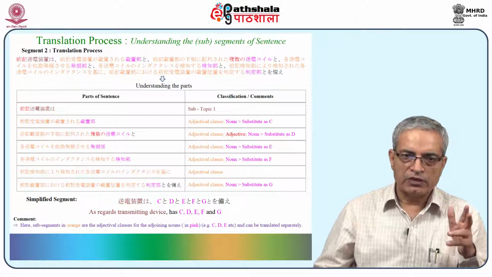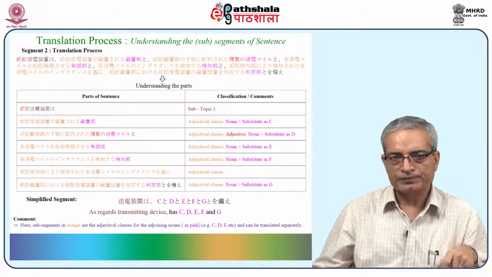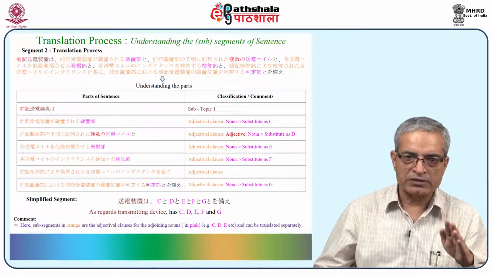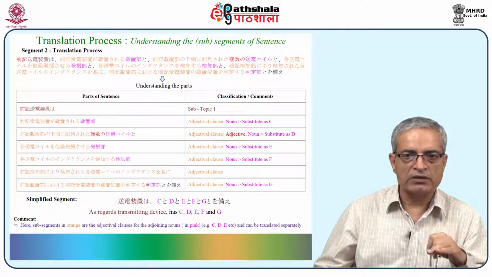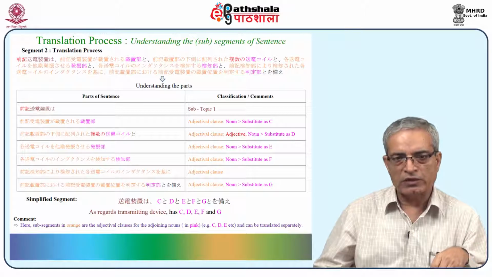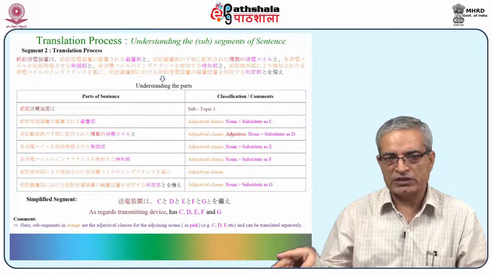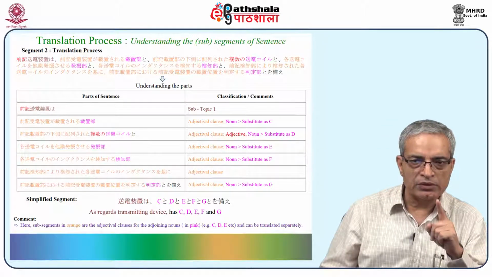Now we are taking segment 2. Let's try to understand the components, the parts or the subsegments in segment 2. These are the subsegments, but if you see carefully, most of these are adjectival clause plus noun, and all these nouns are getting replaced or substituted by A, B, C, D. Slightly difficult for me to read, I think. Surabhi, can you read? First we are taking the subtopic.